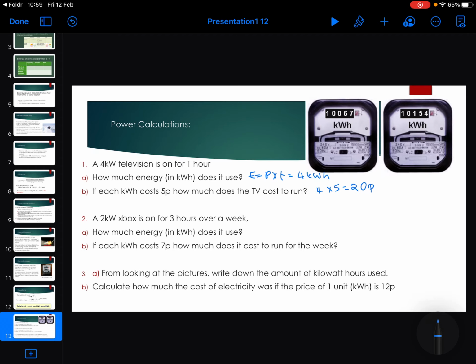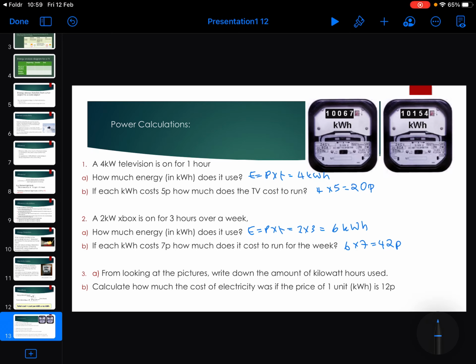2. A 2 kilowatt Xbox is on for 3 hours over a week. How much energy does it use? Energy is power times time. 2 times 3 equals 6 kilowatt hours. Each one costs 7p. How much does it cost to run for the week? 6 times 7 equals 42p.